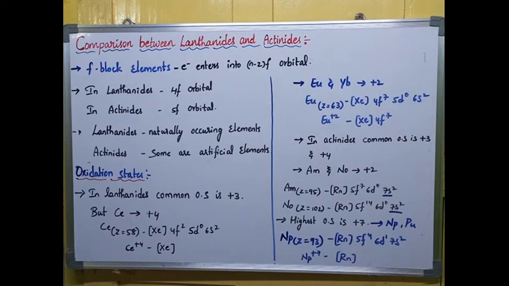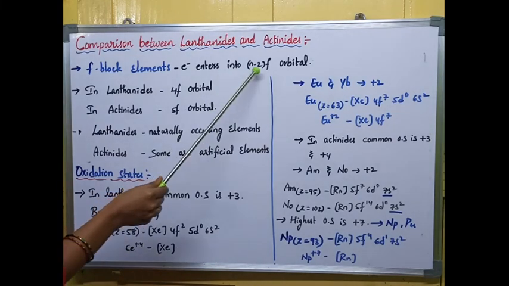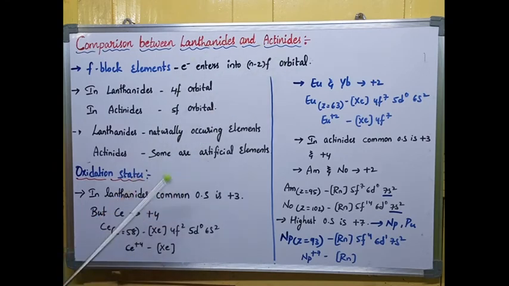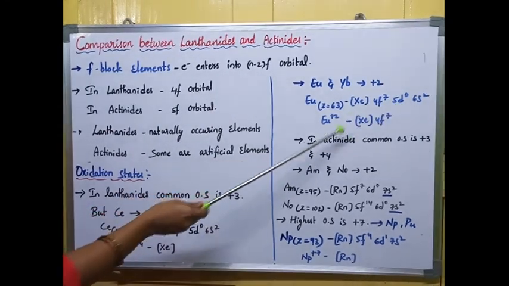Today I'm comparing both lanthanides and actinides. Already we know both are related to f-block. So in these block elements, the electron enters into the anti-penultimate shell. Anti-penultimate shell means here the (n-2) f orbital. You can clearly observe this in the electronic configuration.